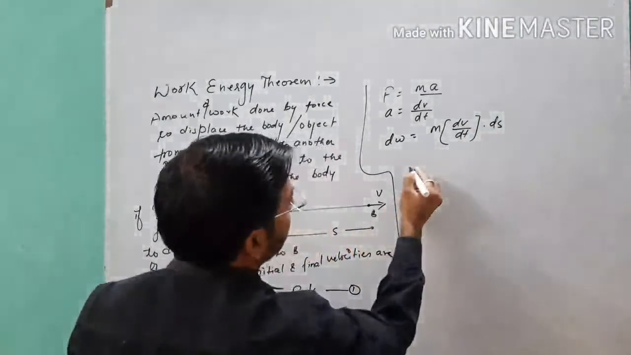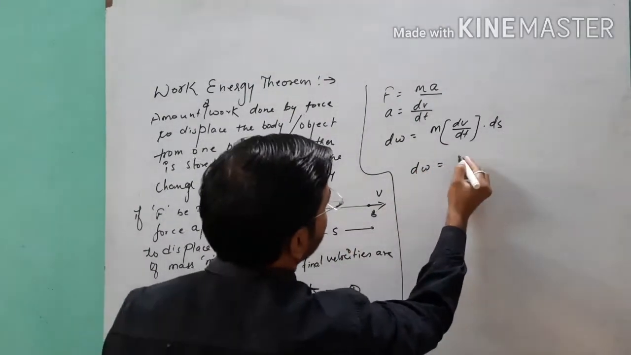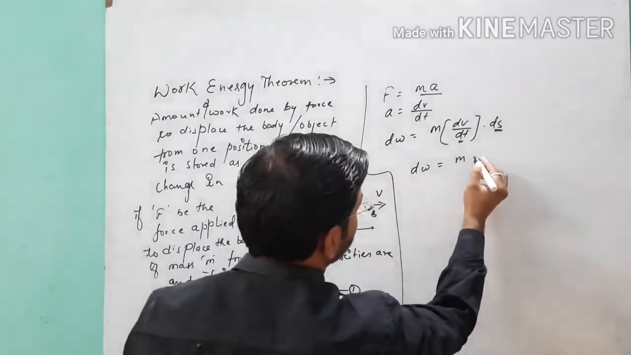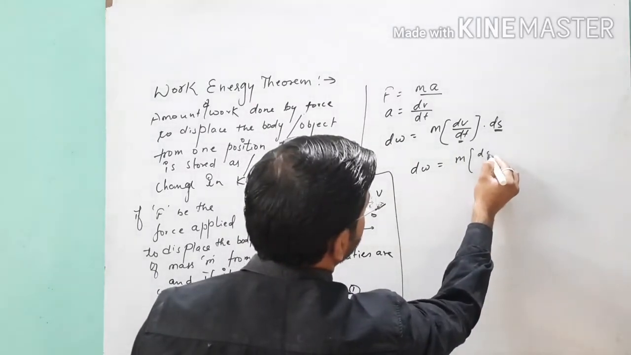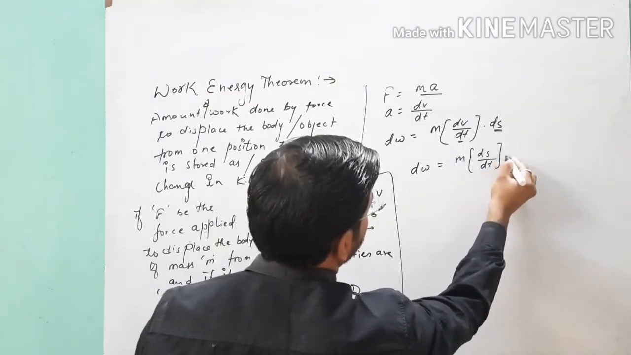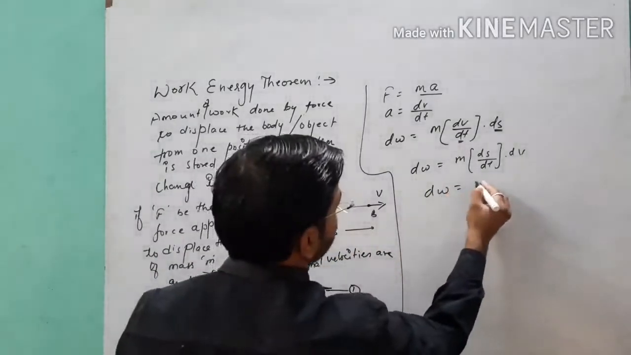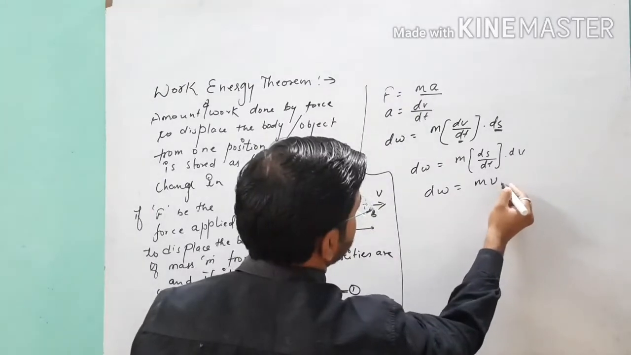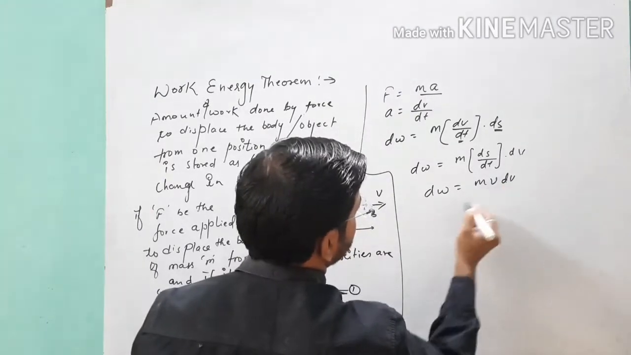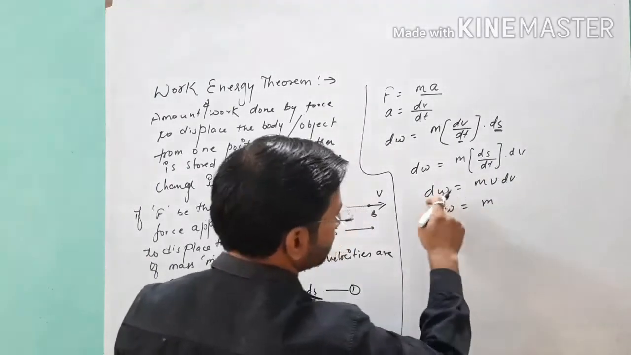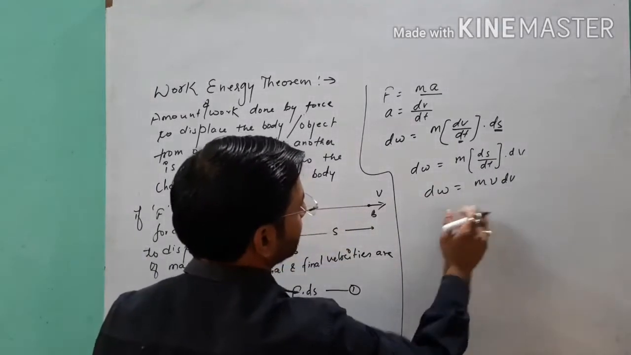Point clear? Now dW is equal to m. By adjusting this, I can write the formula like this: ds over dt into dv. So dW is equal to m, where ds upon dt is equal to velocity v, times dv. This is the formula of elementary work done.